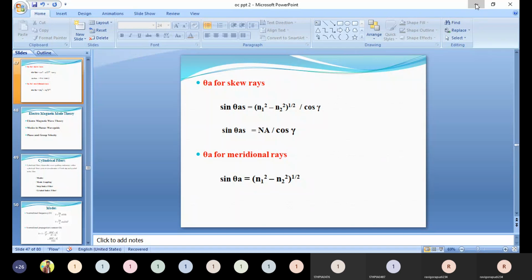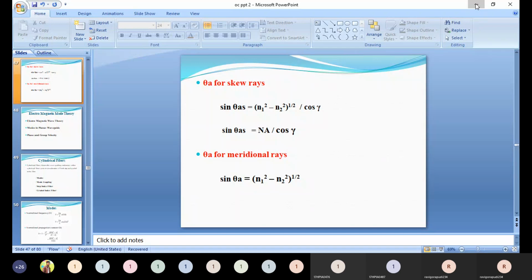In the same manner, what is NA? 0.22, he has given. Then what we have to find? We have to find theta, either capital A or small a. Theta is equal to, what is the formula? NA by cos gamma, same formula. Substitute here: NA 0.22 by cos 55.